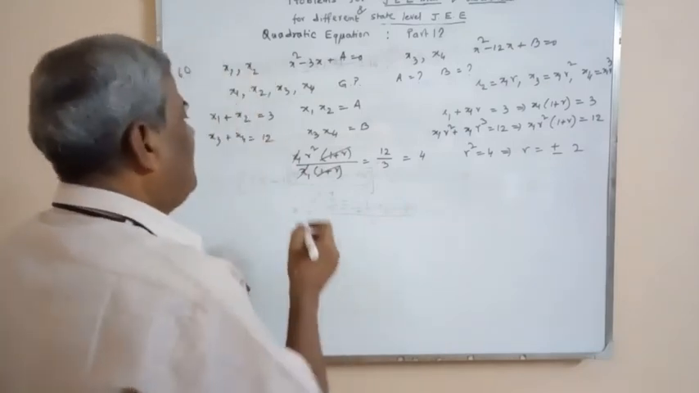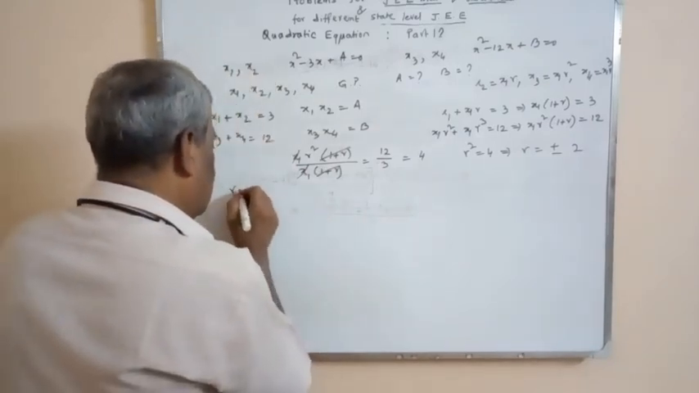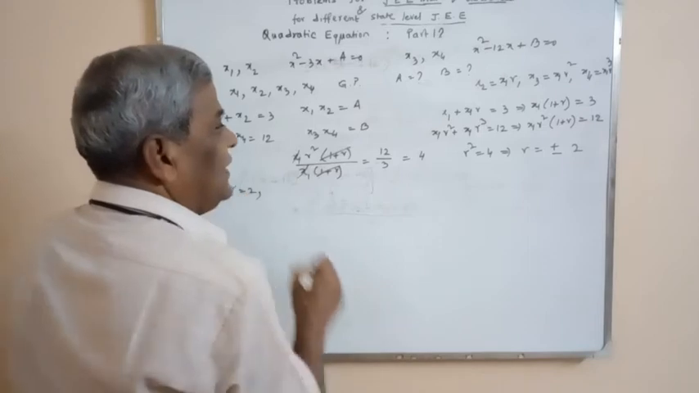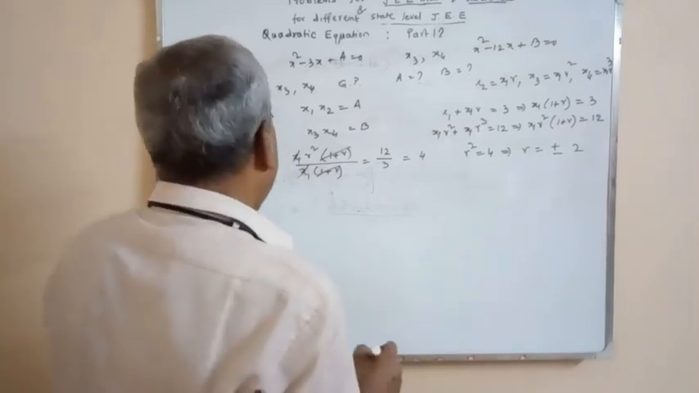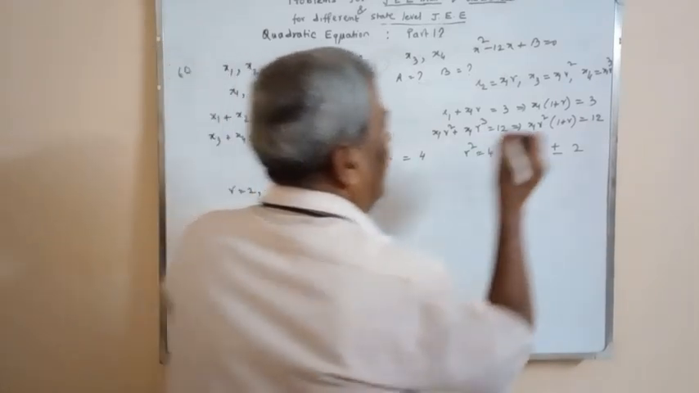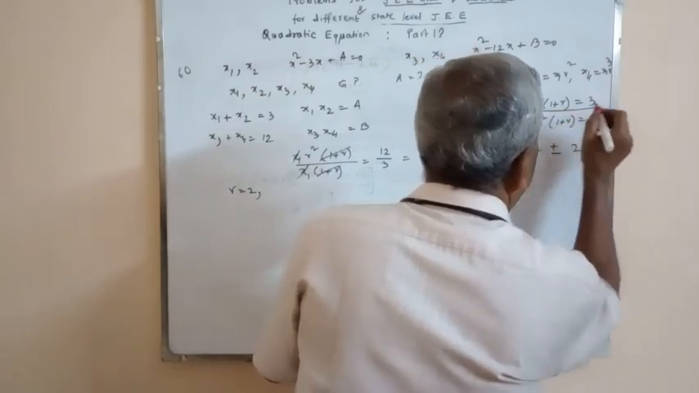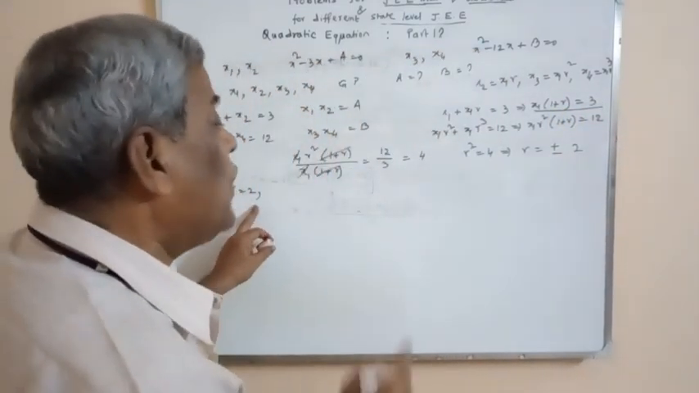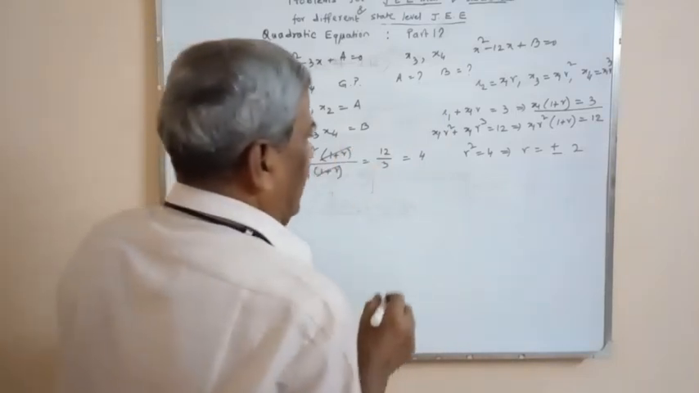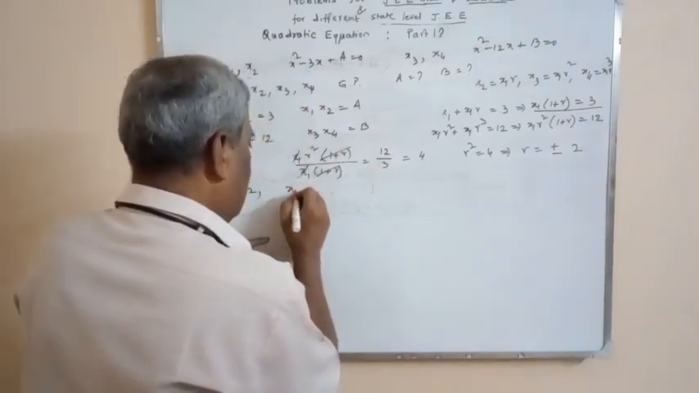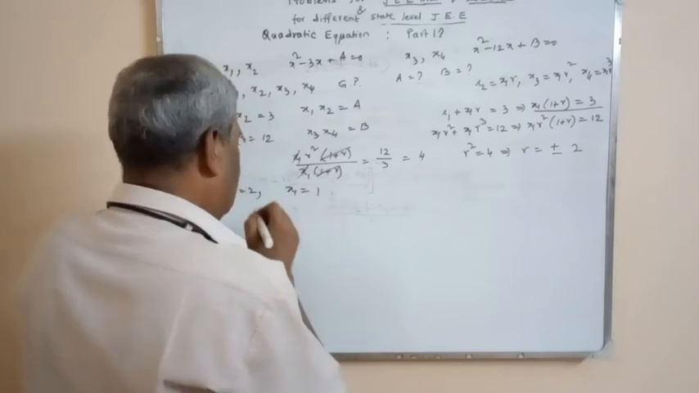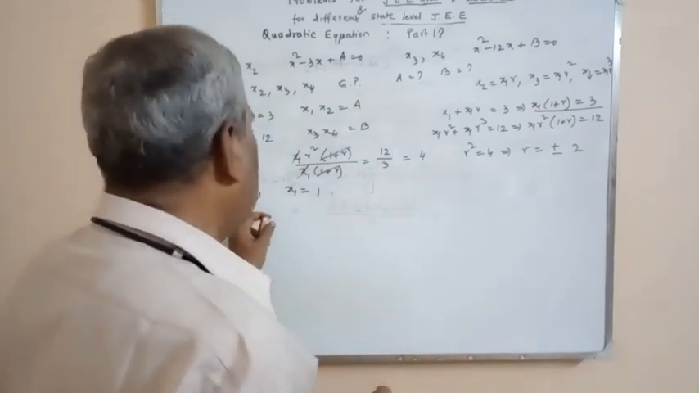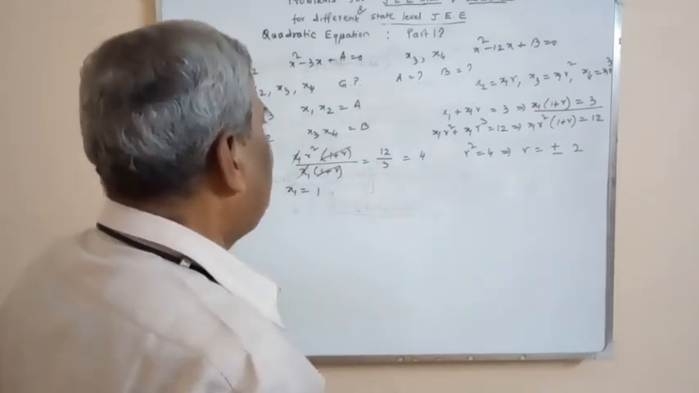When r is equal to 2, try to calculate x1. From here, r is equal to 2, so x1 into 3 is equal to 3. So x1 is equal to 1. So when r is equal to 2, x1 is equal to 1.